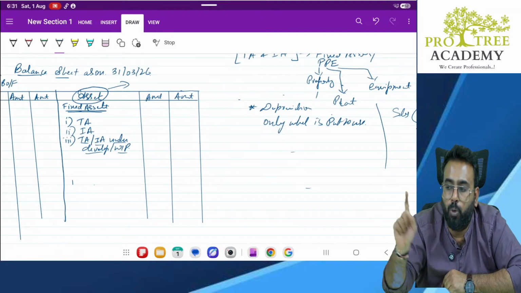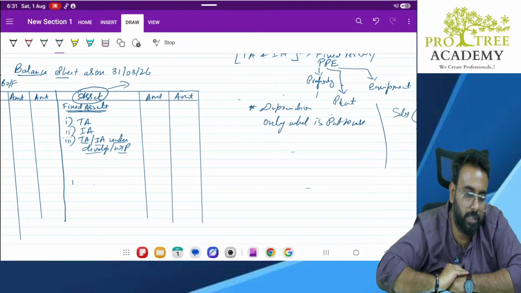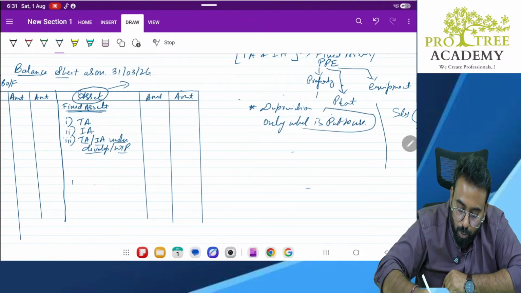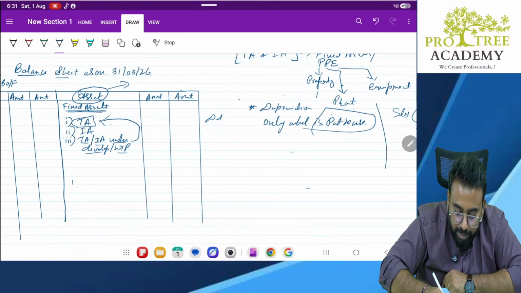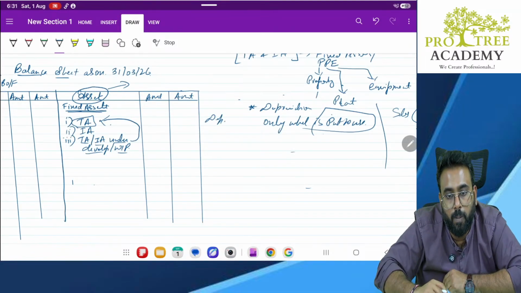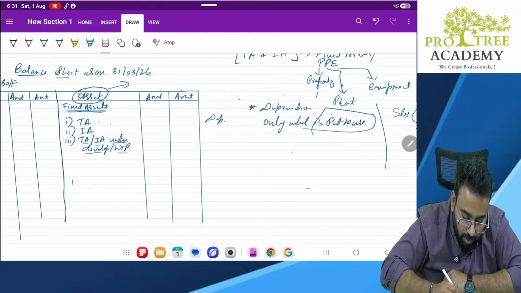What do you mean by put to use, sir? Put to use means when we start using that asset in our business. The moment you put it to use, it will automatically get classified from here to here. The moment it gets classified here, depreciation will come into picture. Am I clear? Anybody having doubt? Okay, sir. I understood about this, sir. Let's move ahead.